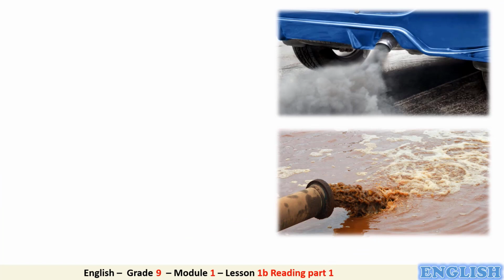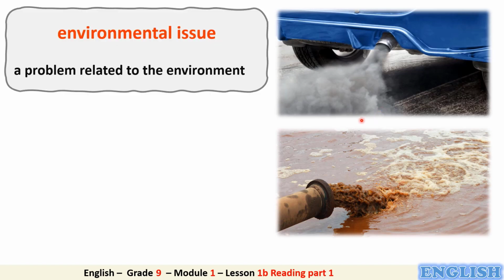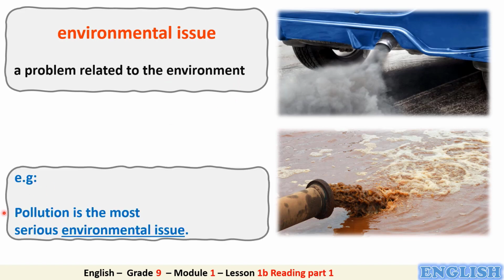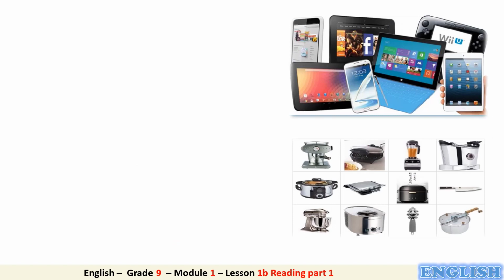Here we are going to recognize some words and phrases related to the reading text. Look at the first one. Environmental issue, which means a problem related to the environment. Let's see the example. Pollution is the most serious environmental issue. The next one.